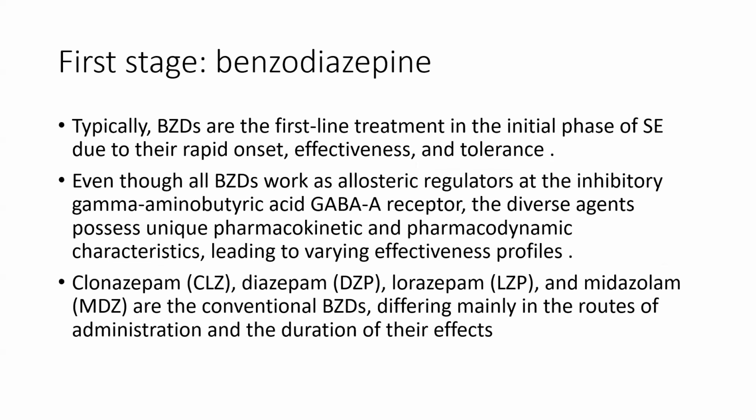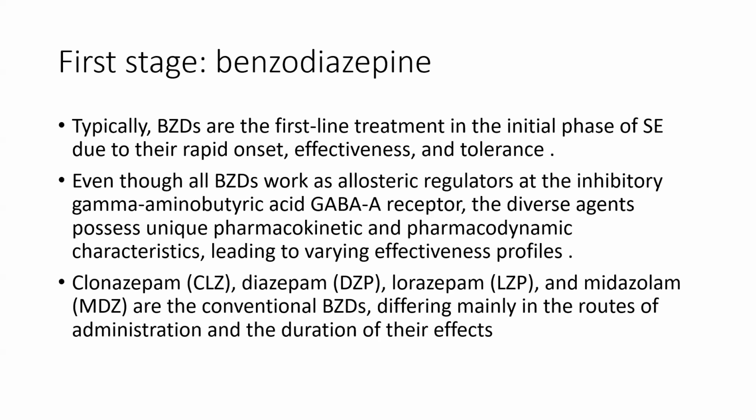So, the first stage is benzodiazepine. Typically, benzodiazepines are first line treatment in the initial phase of status epilepticus due to their rapid onset, effectiveness, and tolerance. Even though benzodiazepines work as allosteric modulators at the inhibitory gamma-aminobutyric acid GABA-A receptor, the diverse agents possess unique pharmacokinetic and pharmacodynamic characteristics, leading to varying effectiveness profiles.